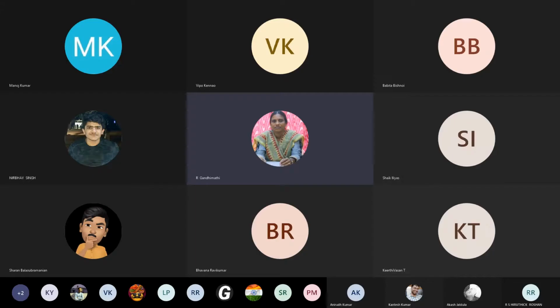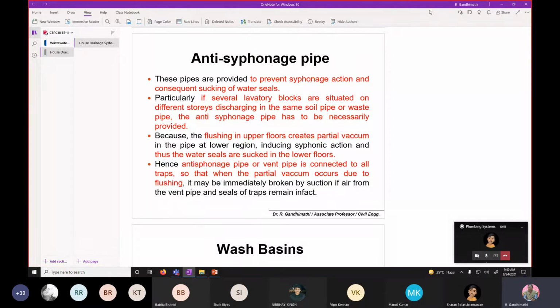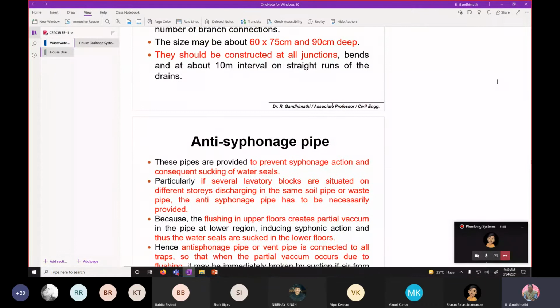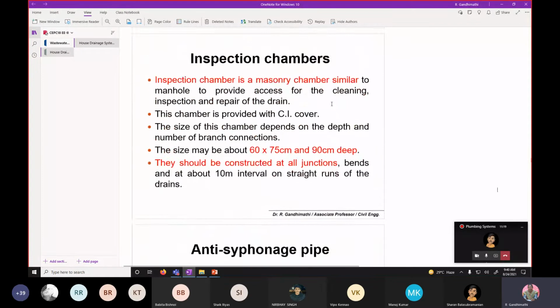Last class, I started with the house drainage system. There we saw some components of the house drainage, and then we discussed the traps, different types of traps, and their functions. In today's class we will see the other components like the anti-siphonage pipe and inspection chamber. Then we will move on to the plumbing systems.